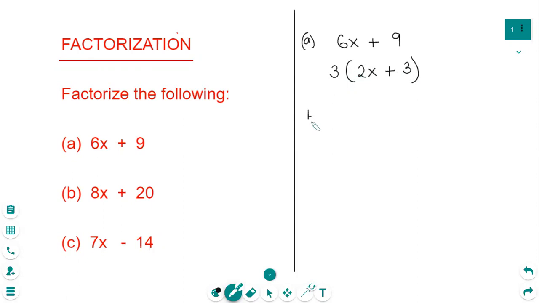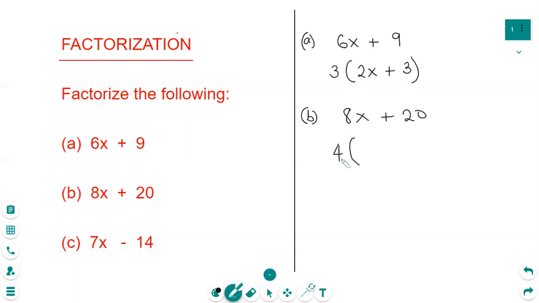Now we move to the second question. We are asked to factorize this, which is 8x add 20. Again, we need to get the biggest possible factor that can go exactly into 8 and 20. And that will be 4. So I write down 4 and an open bracket.